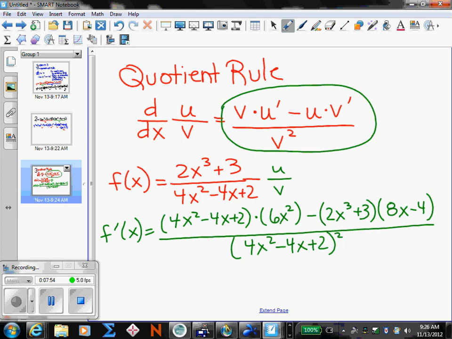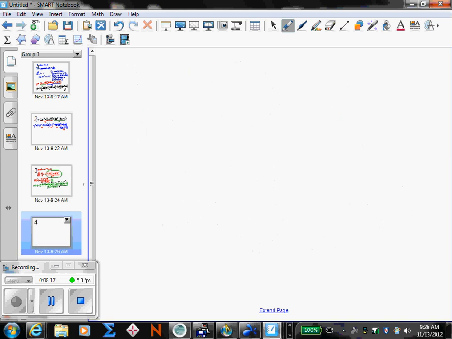So let's review what I just did. This is my v times my u prime, the derivative of the numerator, minus u times v prime all over v squared. Okay, I'd like to do one more example of the quotient rule. And let's put a trig function in there.